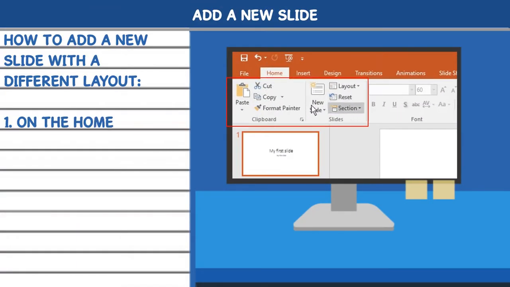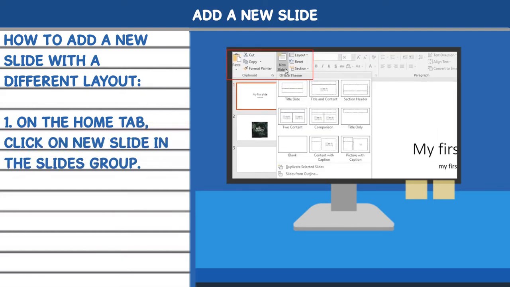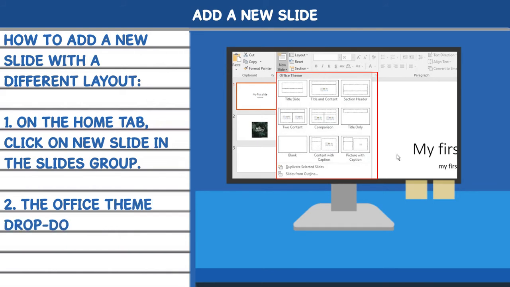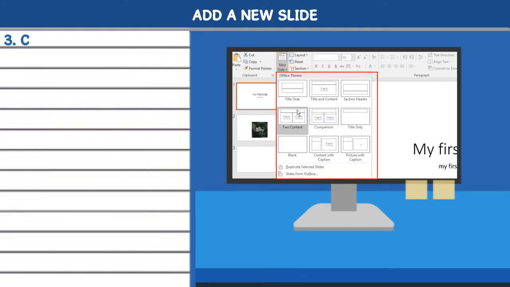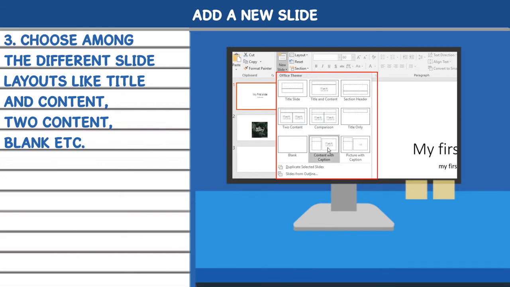1. On the Home tab, click on New Slide in the Slides group. 2. The Office Theme drop-down menu appears. 3. Choose among the different slide layouts, like Title and Content, Two Content, Blank, etc.